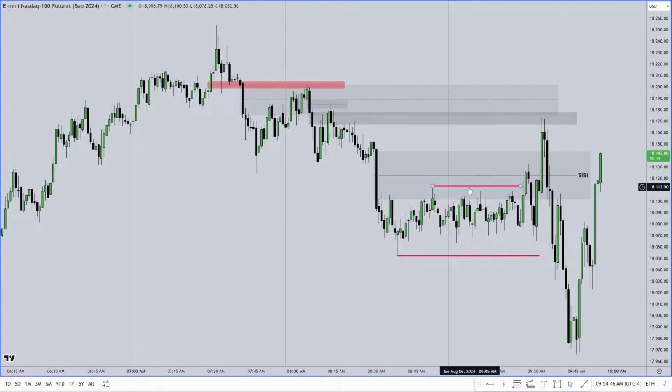I said yesterday, when you have both of them, you wait. You wait for them to take one side out. What does it do? It runs higher. So what's it going to attack now? That one. And it runs down below it.